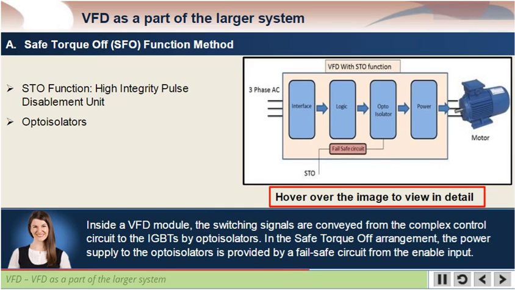the complex control circuit to the IGBTs by opto-isolators. In the safe torque-off arrangement, the power supply to the opto-isolators is provided by a fail-safe circuit from the enable input.